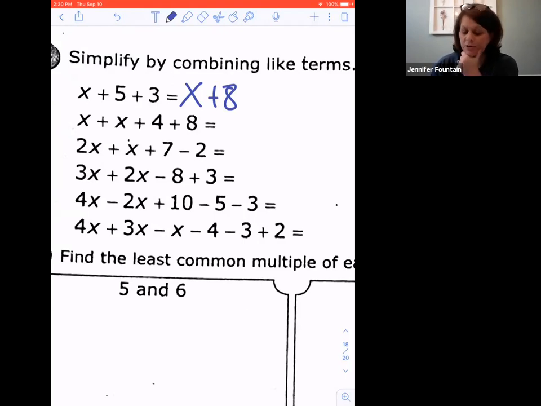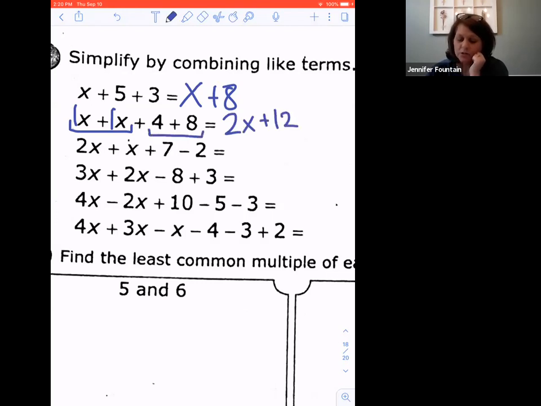Okay? So now in this one, I have x plus x. Those are like terms. And we've talked about how if there is not a number, if it does not have a coefficient in front of it, I understand that number is 1. So I'm going to write a 1 in front of my x. So I have 1x plus 1x, and 1x plus 1x is 2x. And then I have 4 plus 8, which is 12.